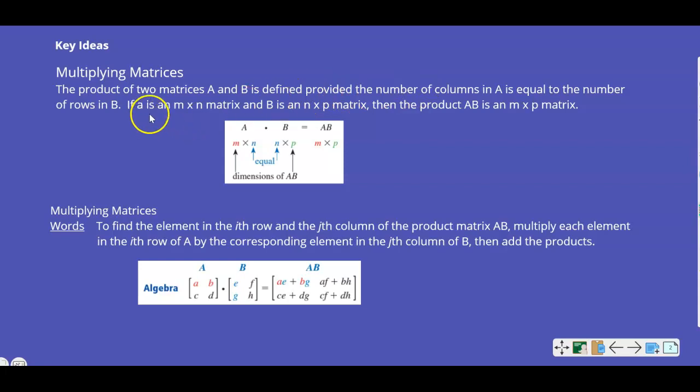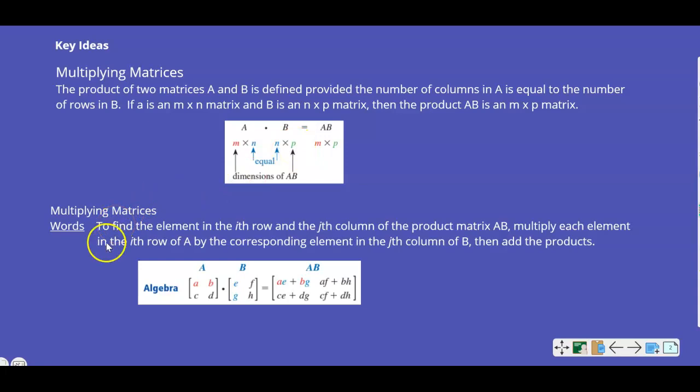Remember, we identify matrix dimensions as rows by columns. All right, so if A is an m by n matrix and B is an n by p matrix, then the product AB is an m by p matrix. Here's an example. If you've got an m by n and an n by p, if the two letters in the middle are the same, then you can multiply the matrices, and the product will be m by p. That will be the dimensions of the matrix.